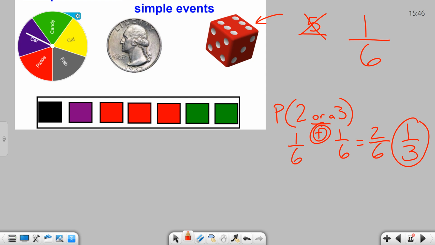And of course, we could change these to decimals. We could change them to percents. I'm not going to teach a lot of that. We've done that a number of times. We can start with the fraction.